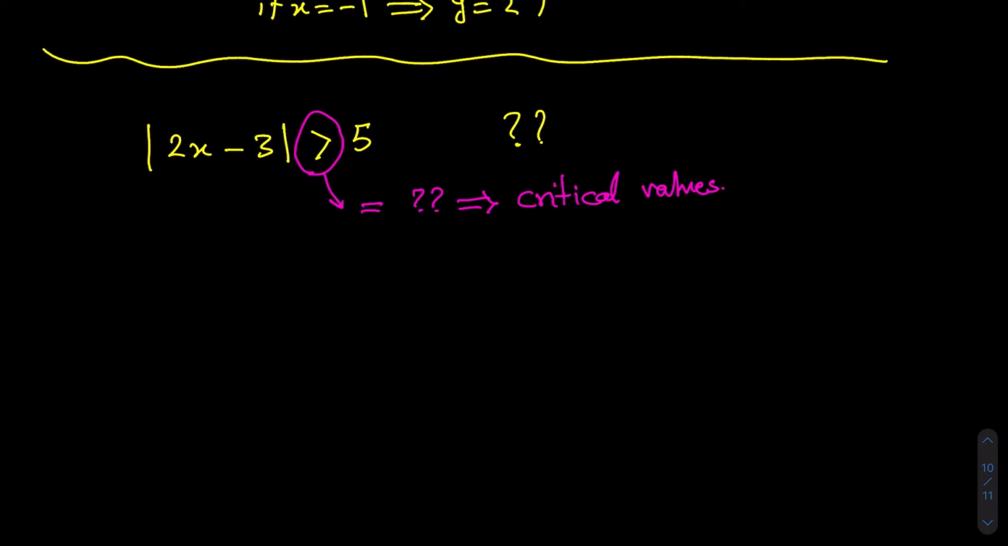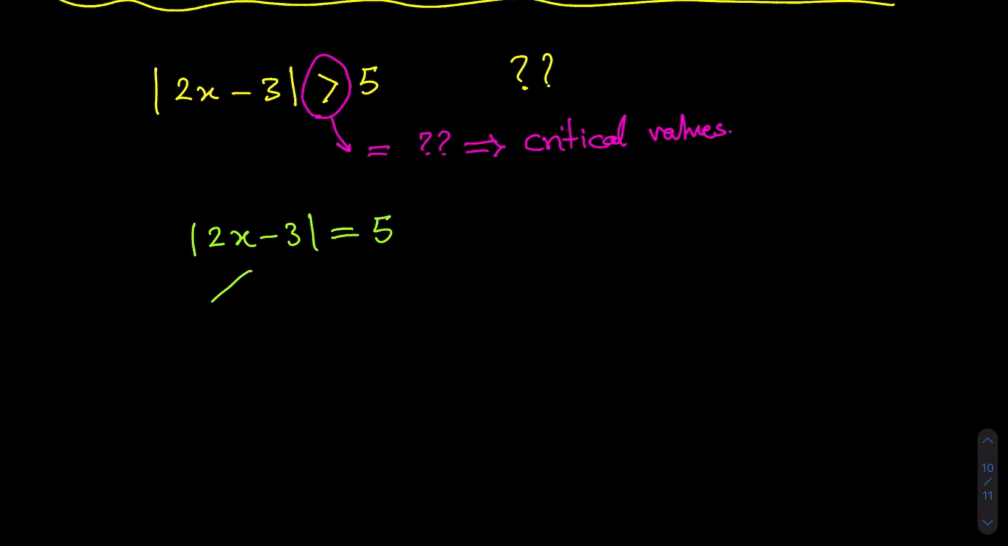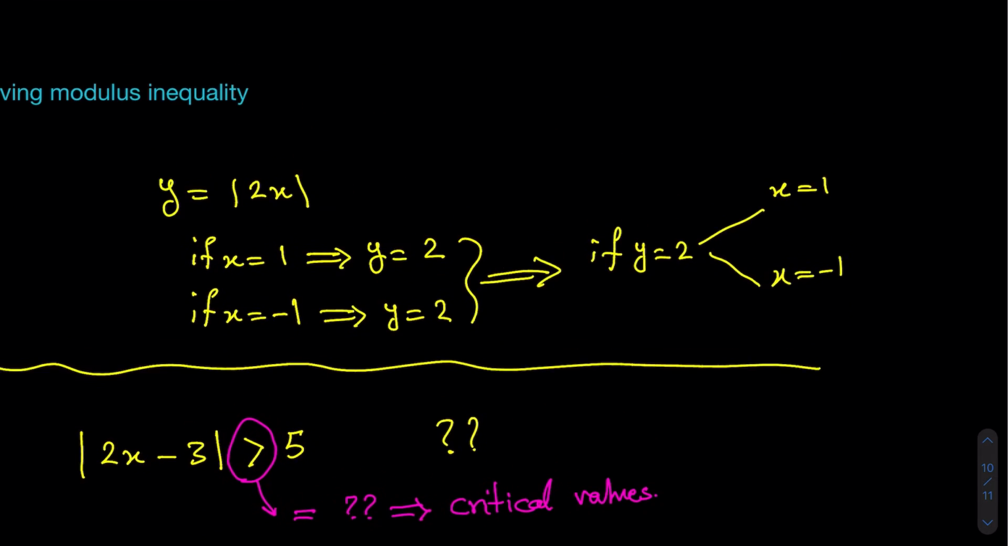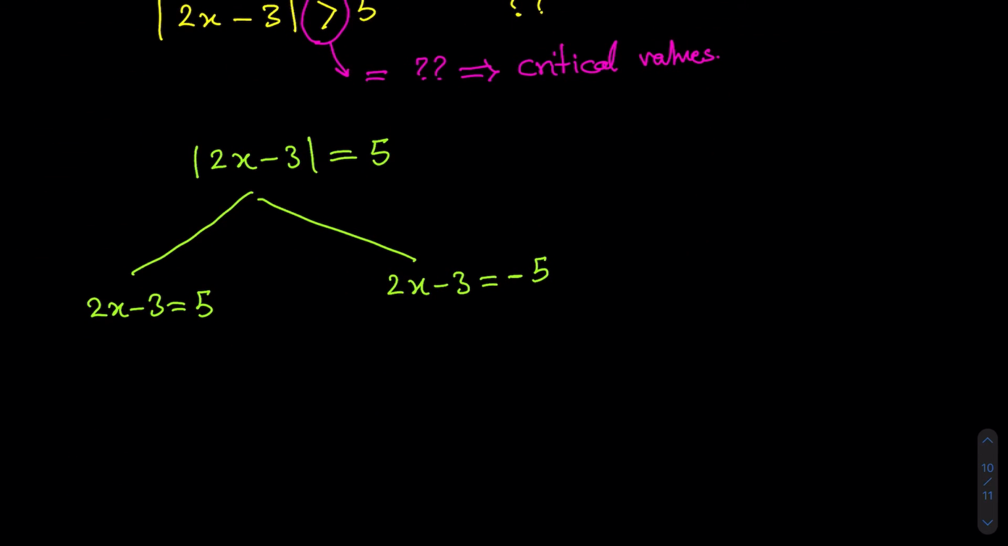So first of all, I will change it to equality. The absolute value of 2x minus 3 is equal to 5. Now I will say there are two possibilities. Either 2x minus 3 is equal to 5, or 2x minus 3 is equal to negative 5, based on the conceptual part that we just looked at. Now if we solve here, we will get 2x is equal to 8 and x is equal to 4.